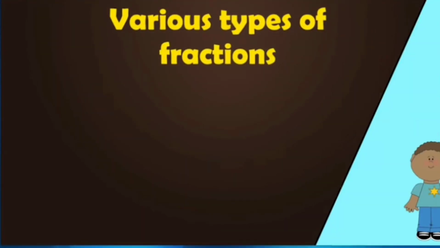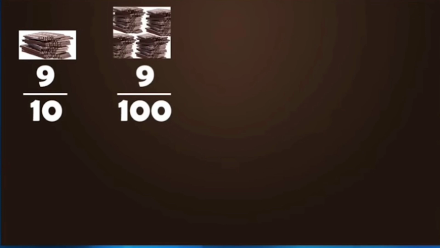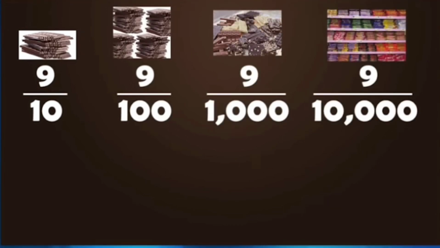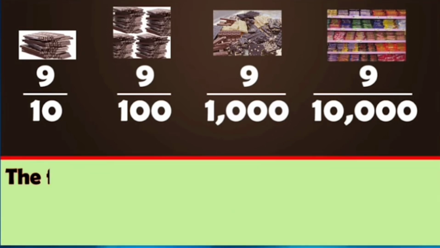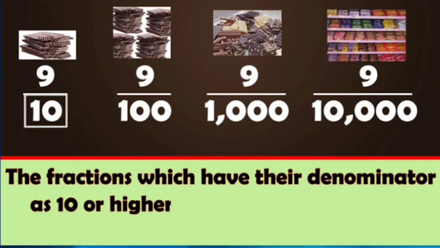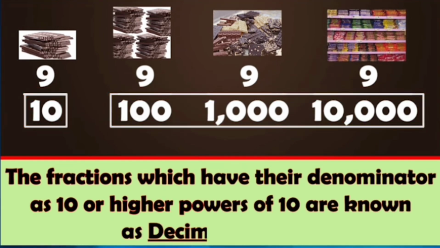As you guys were late, Ben ate 9 out of the 10 chocolates. Imagine if Ben had 100 or 1000 or 10,000 chocolates. So here, the fractions which have their denominator as 10 or higher powers of 10 are known as decimal fractions.